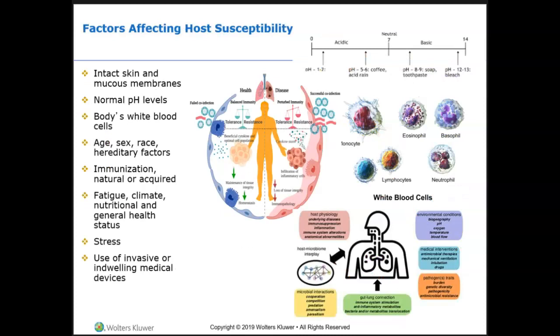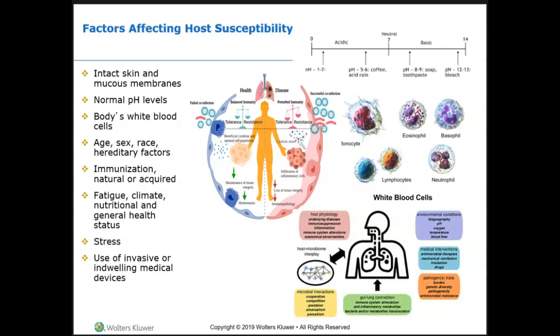Okay, factors that affect host susceptibility. Factors that may affect an individual's risk for infection are listed here. The body's defense mechanisms against disease protect the body from pathogens invading us, right? And any breakdown in our body's immune system and our immune defenses makes the individual much more susceptible to infection, right? General health status plays a large part in susceptibility, as does stress and fatigue. That puts our immune system automatically in a weakened state.